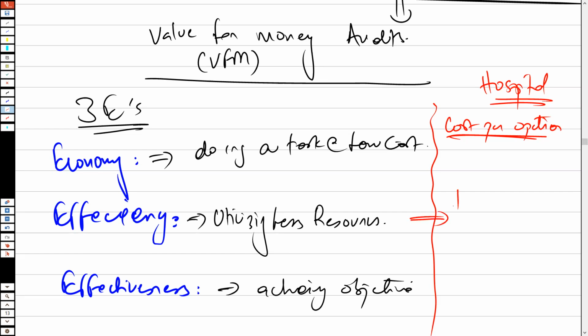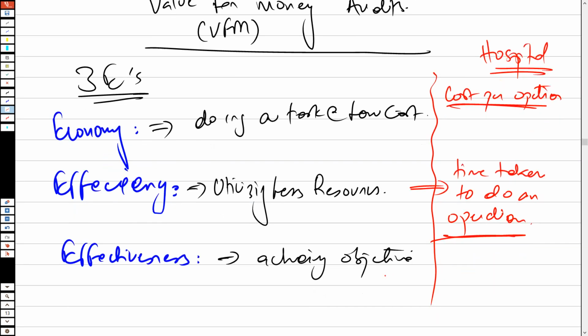The efficiency is the time taken. The efficiency is about doing something with a low amount of resources, a low amount of time. So it's basically the time taken to do an operation, and that is going to be considered a showing of the efficiency. And lastly, the concept of effectiveness is, you could say, the cure ratio for a patient. The cure ratio of the patient is going to be one of the factors talking about effectiveness.